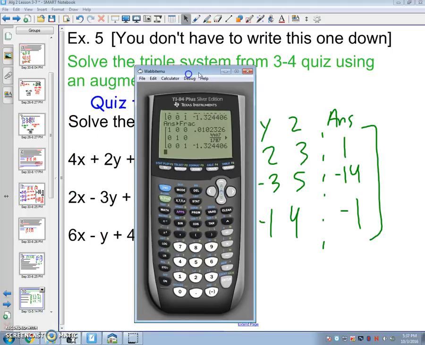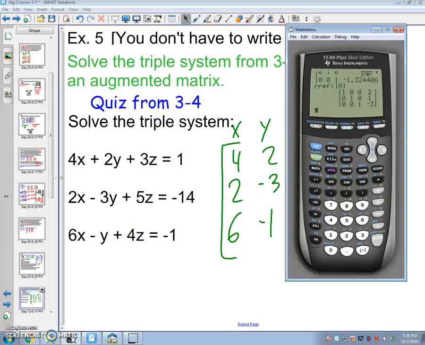Oh, I wrote something wrong. All right, I noticed I wrote the bottom left one wrong. I put 6 and it should be 6, negative 1. I fixed it. My answer is 2 for x, 1 for y, negative 3 for z.